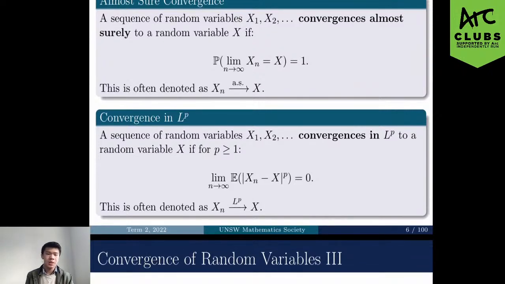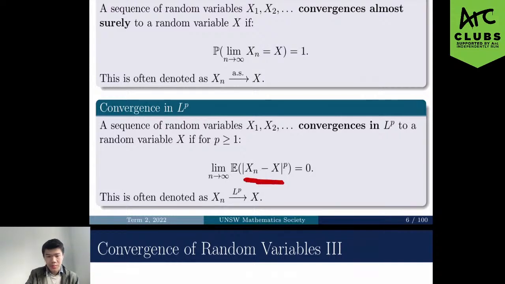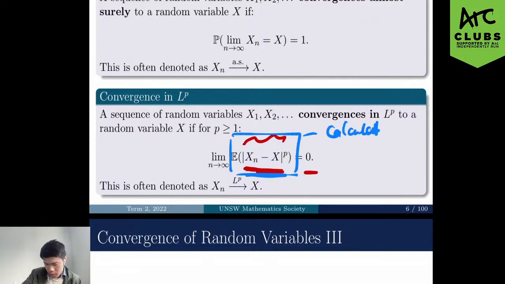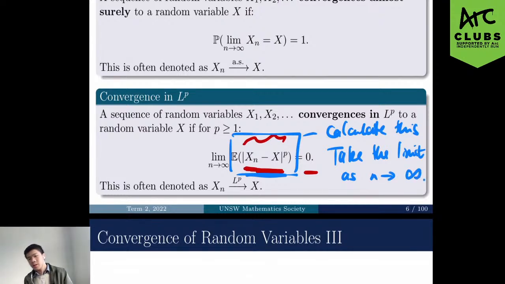Next thing over here, this is convergence in L^p. So remember this thing again. Xn minus X, that's the difference between our random variable in the sequence and our target random variable. So what we're basically saying is that the expectation of this difference, put to the power of p, approaches 0. Right? And again, you can kind of see how you might show this. Just calculate this, then take the limit as n approaches infinity, and you'll end up with 0. And if you can show that, you've shown it converges in L^p.